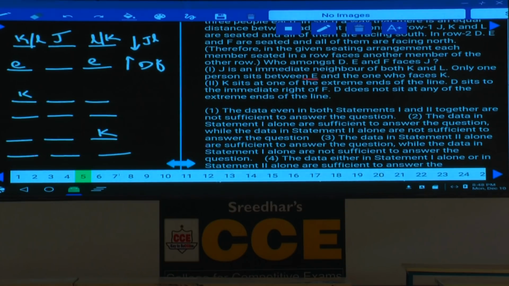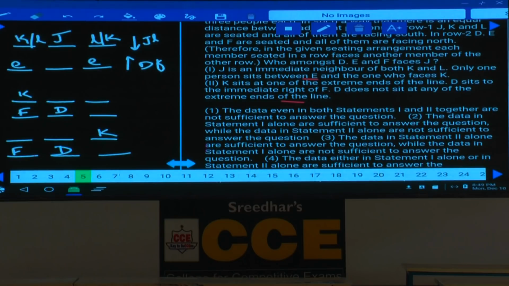And D sits to the immediate right of F. D is to the immediate right of F, and D does not sit at any of the extremities of the line. As D is not at any extremities of the line, hence D must be at the center. Here also D is at the center. And D sits to the immediate right of F, F is here, here also F will be here.